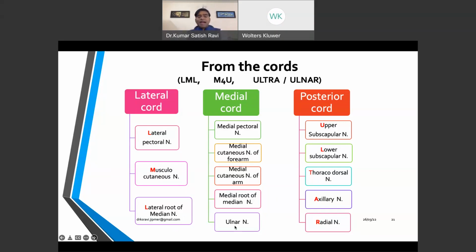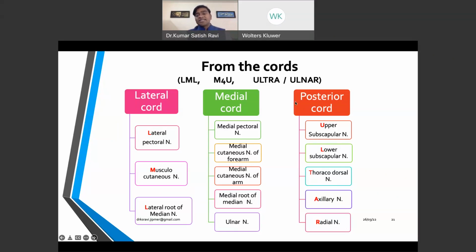So these are the branches from the medial cord of the brachial plexus. I repeat, we have the medial pectoral nerve, the medial cutaneous nerve of the arm, the medial cutaneous nerve of the forearm, then the medial root of the median nerve. Apart from these 4M, we have the fifth one, that is the ulnar nerve. So from the lateral cord, we have three branches, right? From the medial cord, we have 5 branches. Similarly, from the posterior cord of the brachial plexus, we have 5 branches.